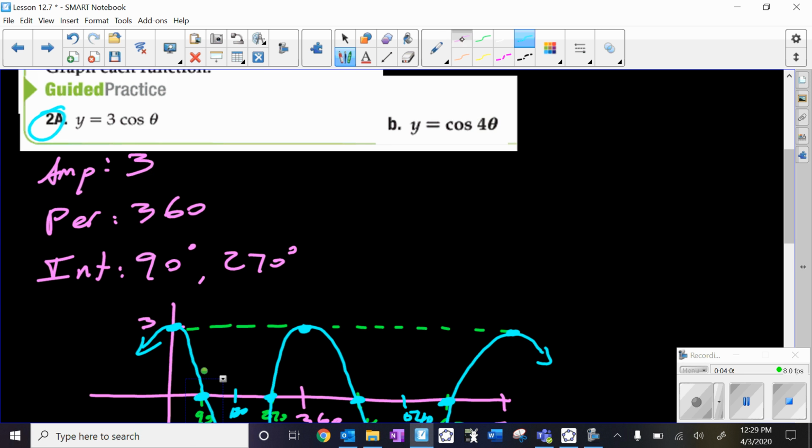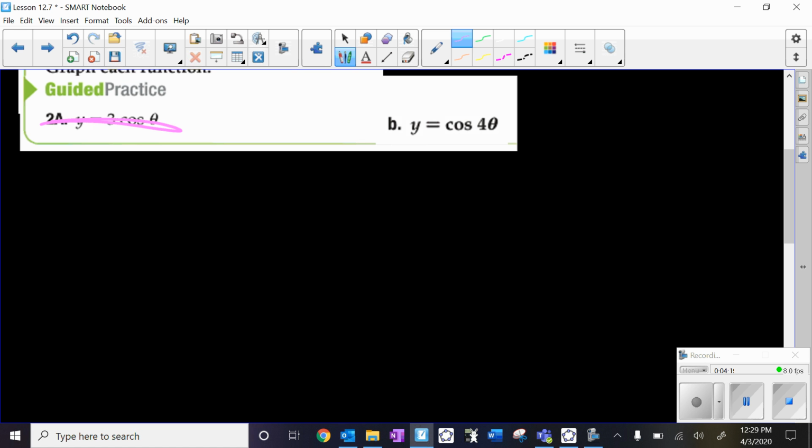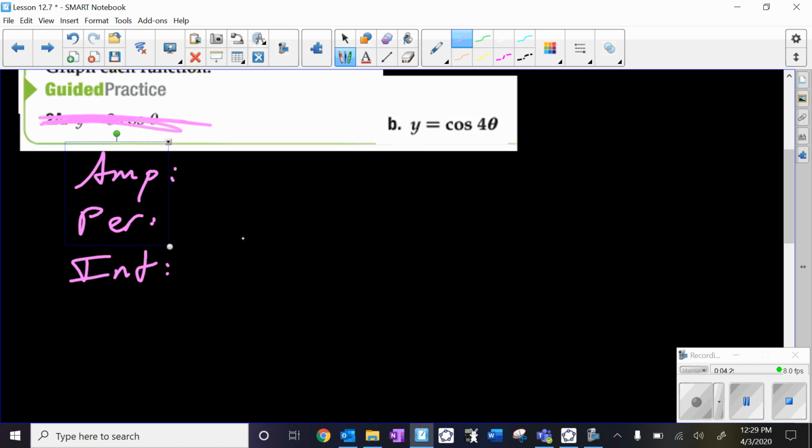We're also going to do letter B. So I'm going to erase all of this. That way I can still just focus on looking at this function up here at the top. On letter B this time, still need an amplitude, period, and I want the intercepts, at least the first two. Your amplitude, your A value is 1, so your amplitude is 1. For period, it's normally 360 divided by 4, is going to get us 90 degrees.